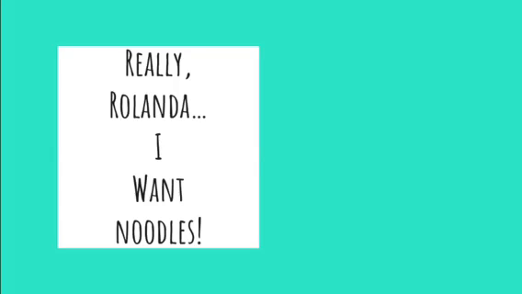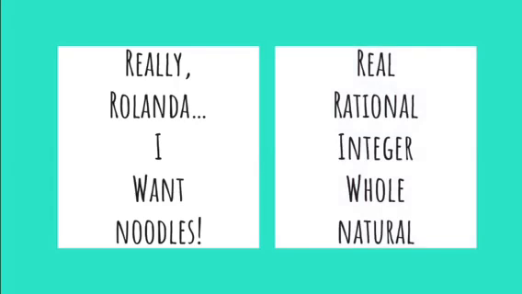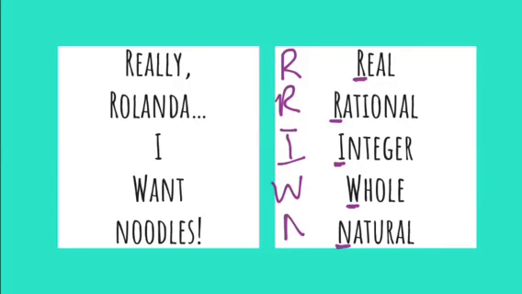Now we get to really, Rolanda, I want noodles. Why am I telling you this? Because it's a way to remember the order of the set of real numbers. We have real numbers, rational numbers, integers, whole numbers, and natural numbers. And you're going to have to classify these numbers. So you're going to write this out on your paper, and I'm going to think, okay, really, Rolanda, I want noodles. And then I'm going to write out the rest of the word on my paper when I take a test or quiz or I'm doing homework.